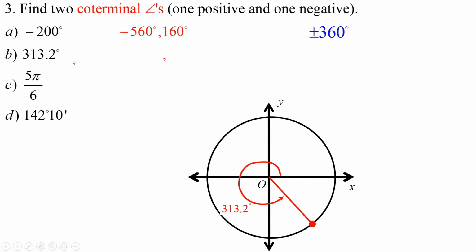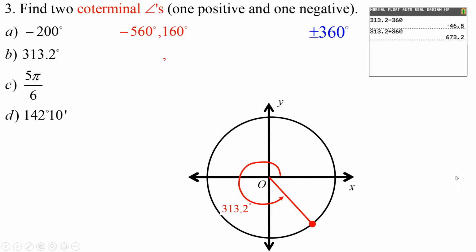Watch this. So I did 313.2 minus 360, and I got negative 46.8 degrees. So this negative angle right here is exactly negative 46.8 degrees. And then when I added 360, I got 313.2 plus 360, and I got 673.2 degrees. So 313.2 plus one more revolution is 673.2. There you go. Now, 5 pi over 6, we're now in radians.